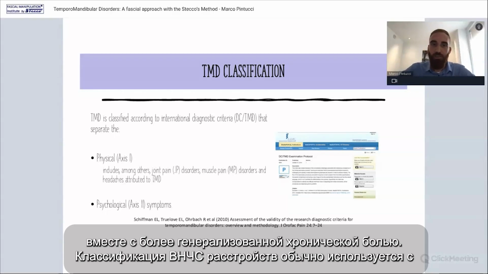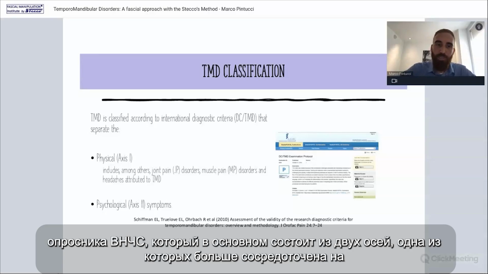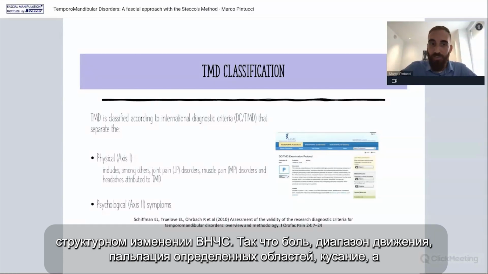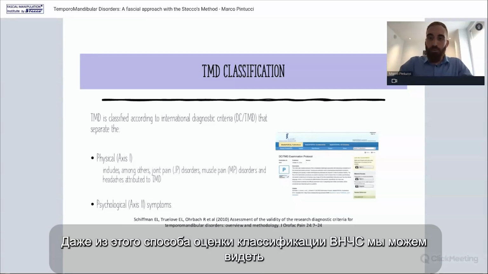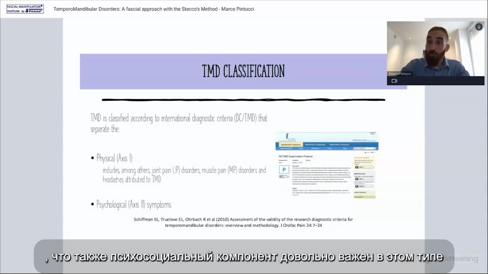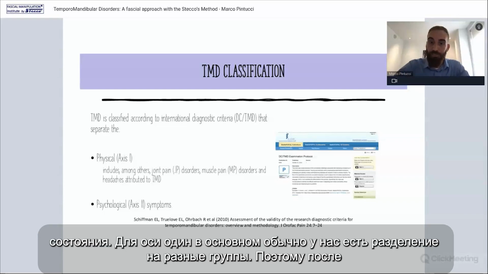The classification usually uses the DC/TMD or the RDC questionnaire, which basically consists of two axes. Axis one is more focused on the structural changes, so pain, the range of motion, the palpation of specific areas, and the biting, and then a second axis that is more related just to the psychological and social components. So even from this way of evaluating the classification of TMD, we can see that the psychosocial component is also quite important in this type of condition.